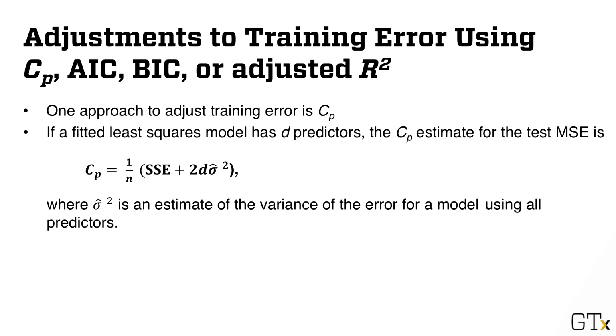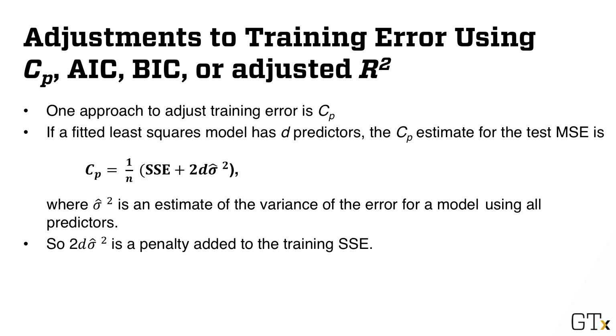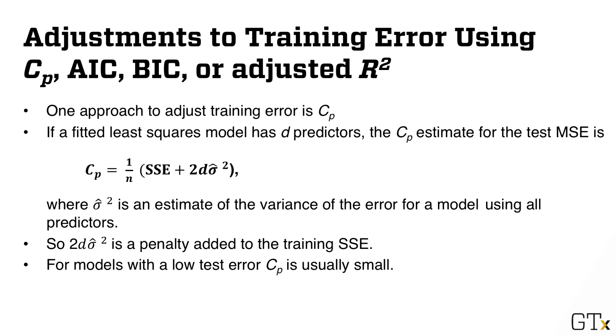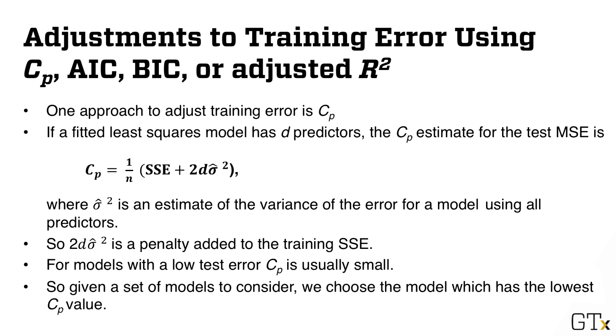If a fitted least squares model has d predictors, the Cp estimate for the test mean squared error is this, where sigma squared is an estimate of the variance of the error for a model using all predictors. Essentially what we are doing here is adding a penalty term to the training SSE in order to get the value of Cp. For models with a low test error, Cp is usually very small. Given a set of models to consider, we choose the model that has the lowest Cp value.